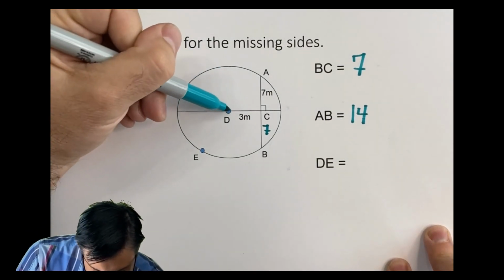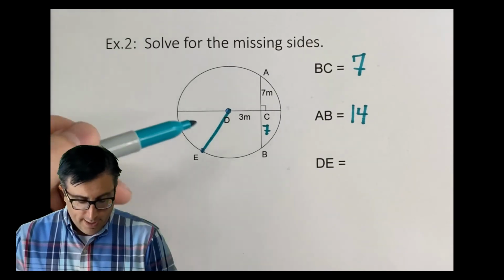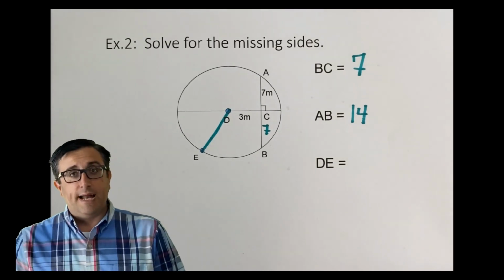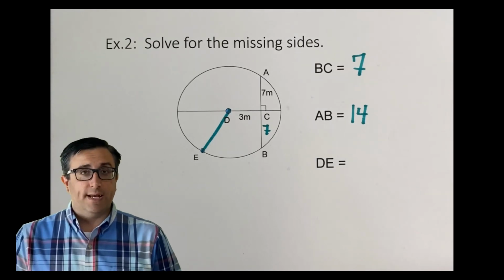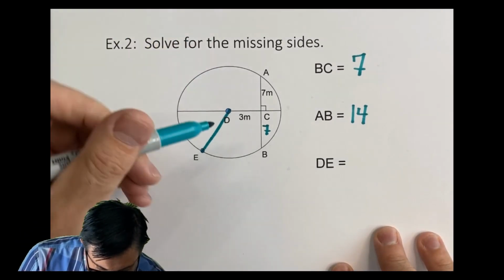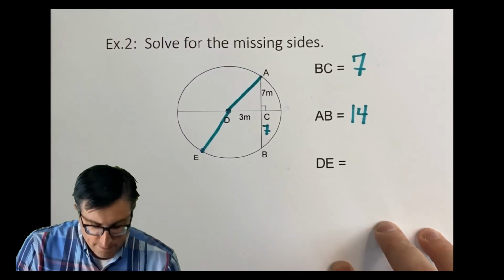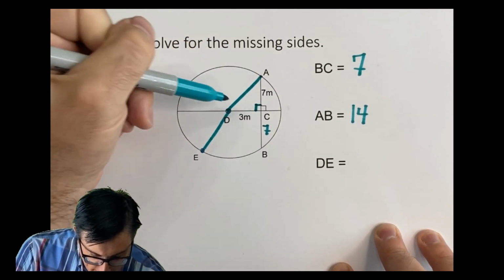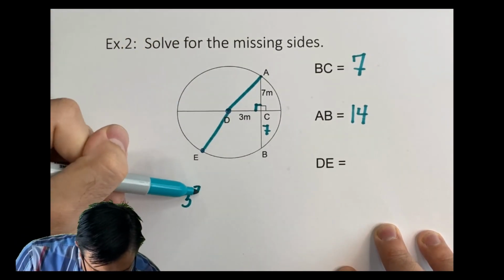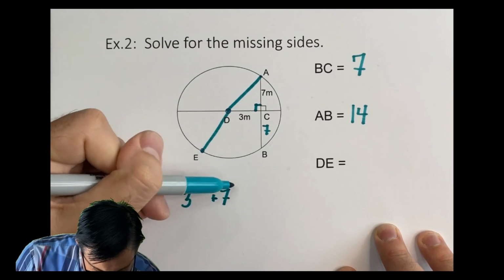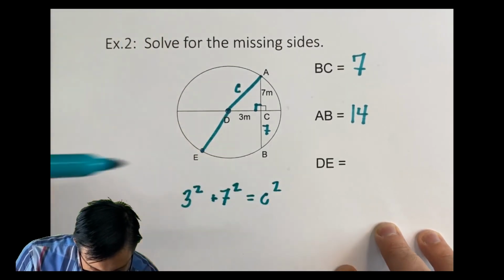Now DE is the final piece. That's a radius to this circle. Now DE, where it stands, is not helpful, but we can swing a radius anywhere we need to because radii are all equal. So I'm going to move this radius, and I'm going to swing it around so that it goes this way. And now it makes a right angle, and it makes a hypotenuse. So 3 is one leg, 7 is the other leg, and C is the radius of that circle.